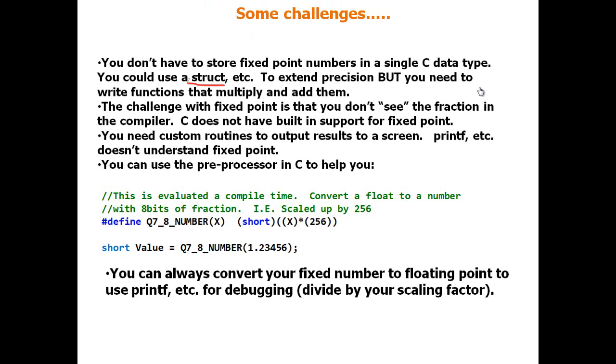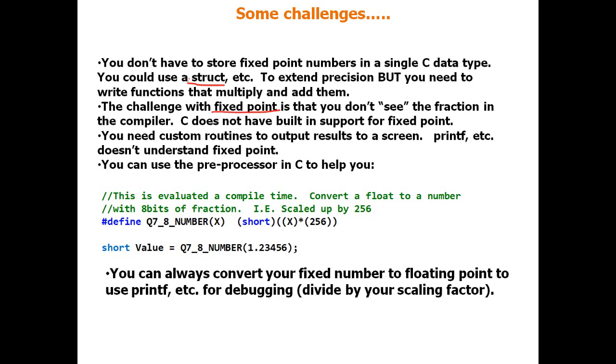Probably the real hang-up is that with fixed point, whenever you're working with the data in your actual code, you don't see the fraction in your compiler. You see the whole integer part. C does not have built-in fixed point support, and it makes sense why, because we can choose oddball scaling factors, and it's all up to the user. Whereas with floating point numbers, the number format's fixed.